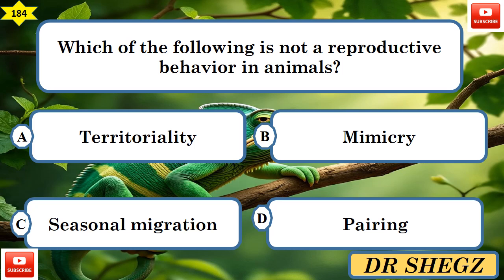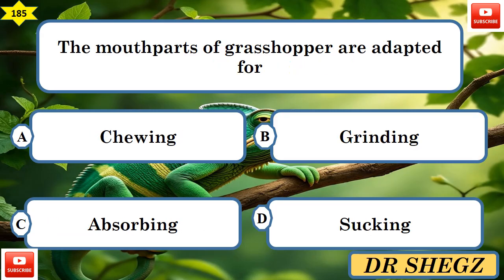Which of the following is not a reproductive behavior in animals? Mimicry. Mimicry is not a reproductive behavior in animals. For reproductive behavior, I've always taught you to use PTSD: pairing, territoriality, seasonal migration, display. So mimicry is not a reproductive behavior.